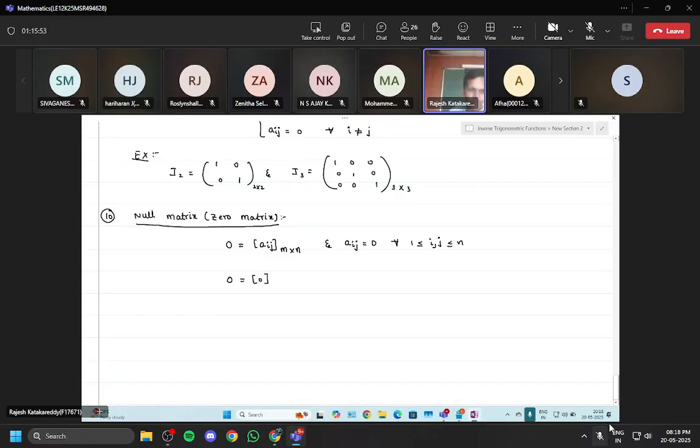Don't get confused. Outside it is O, inside it is 0. This is a null matrix of order 1 by 1.